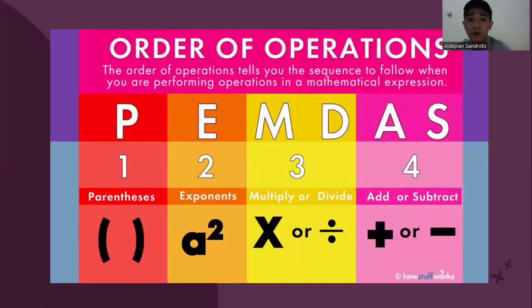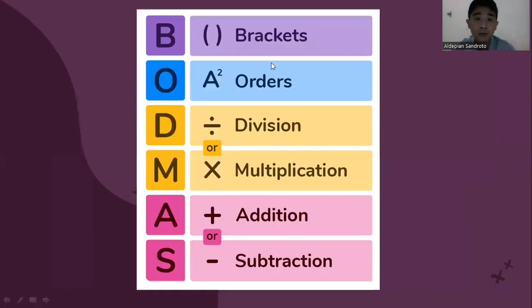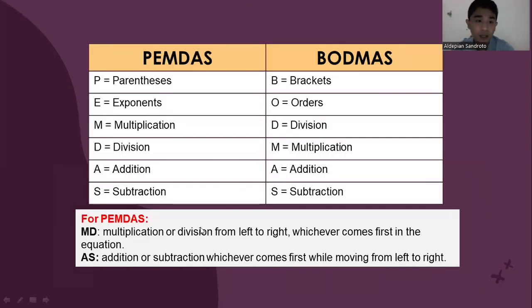This is the order of operations. Okay, PEMDAS. P stands for parentheses, E stands for exponents, M stands for multiply or divide, A stands for addition, and S stands for subtraction. And then how about BODMAS? In BODMAS, B stands for brackets. It's the same as parentheses. O stands for orders. It's like exponents, powers, and roots. D stands for division. M stands for multiplication. A stands for addition. S stands for subtraction. So these are the important things.